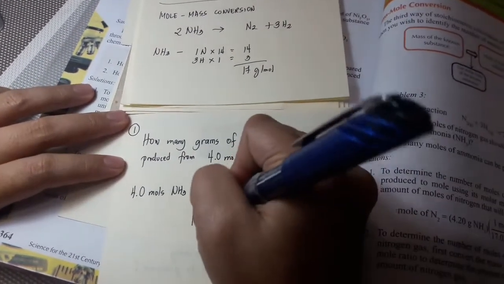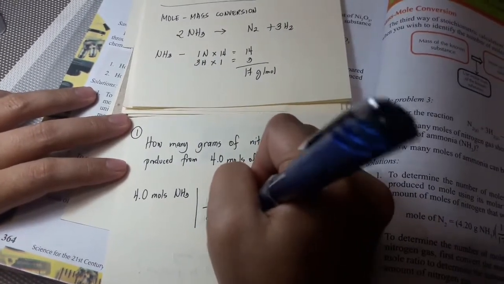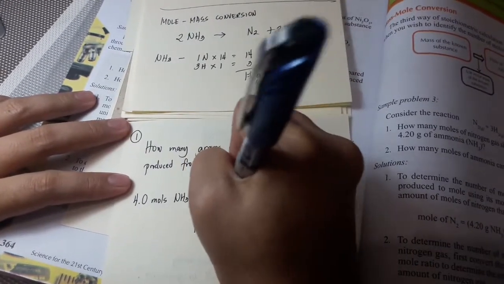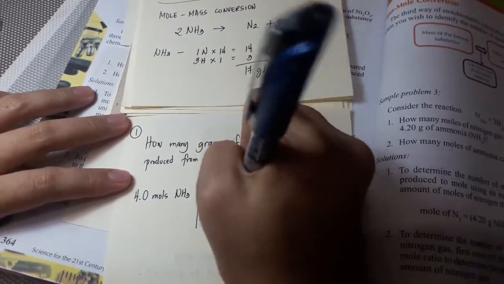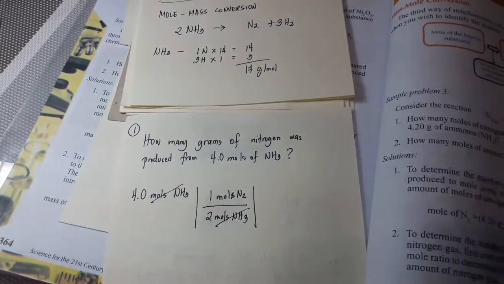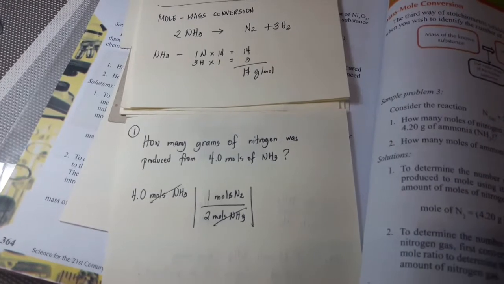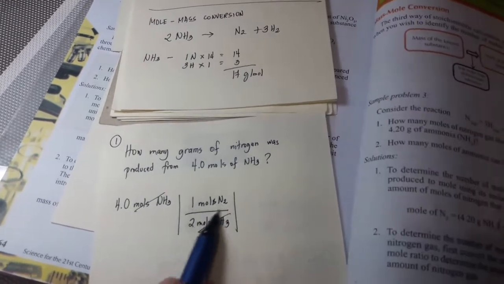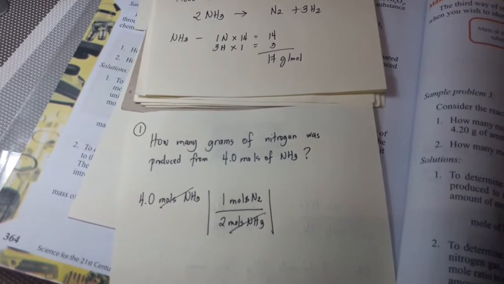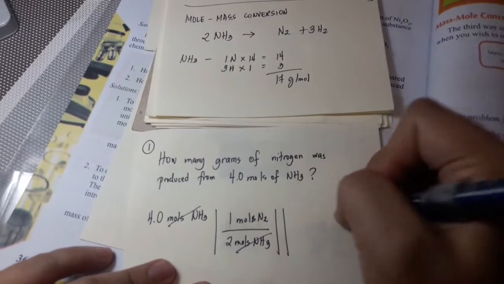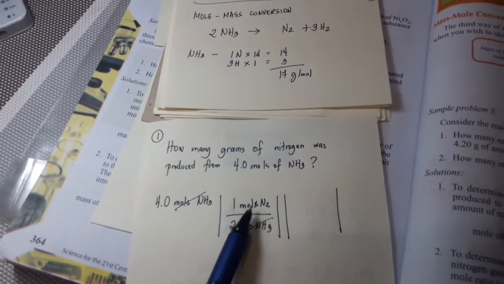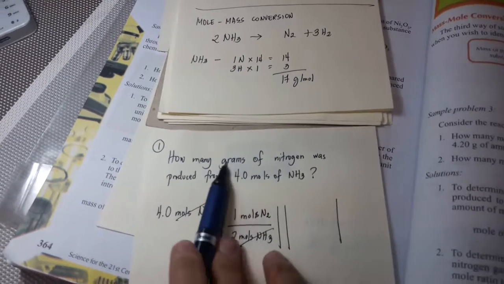That's correct. 2 moles of ammonia is to 1 mole of nitrogen. So you can cancel mole ammonia. Now, my question, we already have the unit mole nitrogen. Is this our required? Not yet. Therefore, you should have another conversion factor. However, we have to convert from mole to grams.